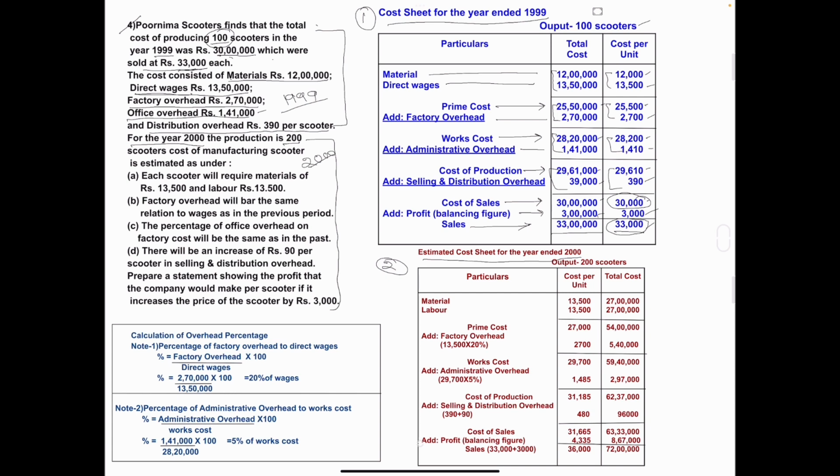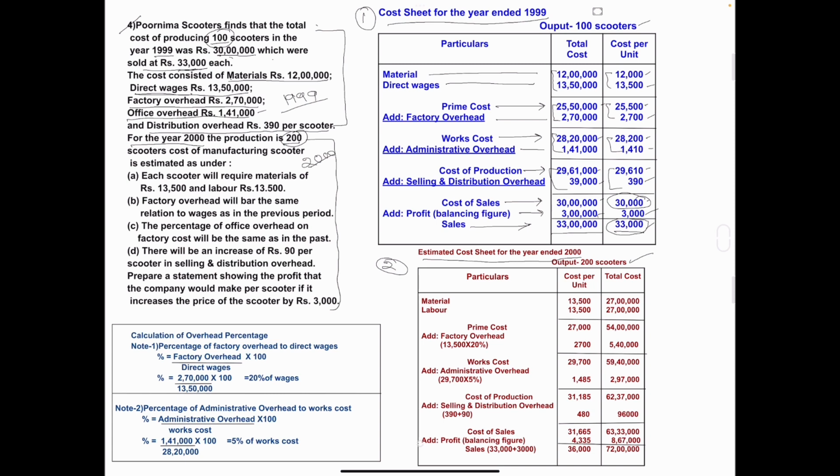Now see the below para. See the question. For the year 2000, the production is 200 scooters. In 2000, they are producing 200 scooters. So I have written here output 200 scooters, and the columns particulars, cost per unit, and total cost. Here first we have to take cost per unit and then total.